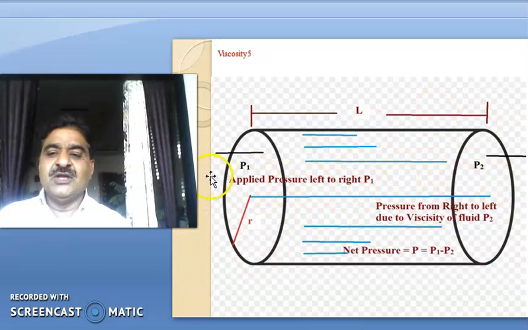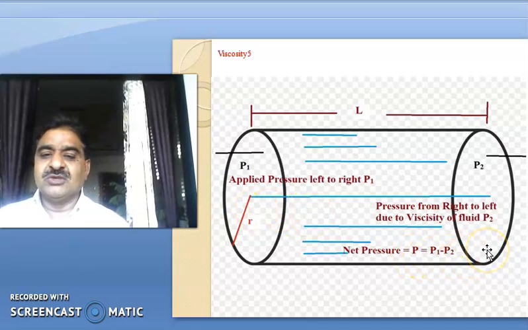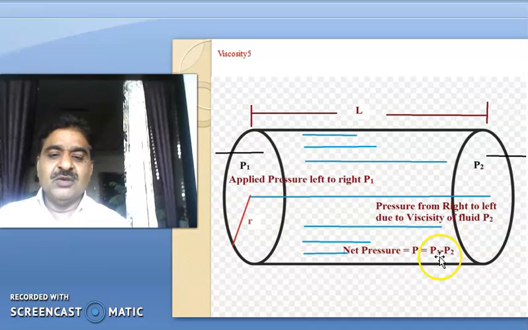P1 or Pi is what, P2 or Po is what, all these things you remember. Net pressure on this fluid is P is equal to P1 minus P2. In some books it is given as Pi minus Po.